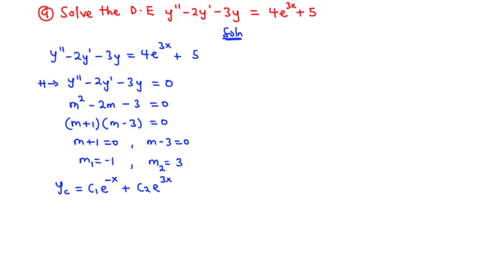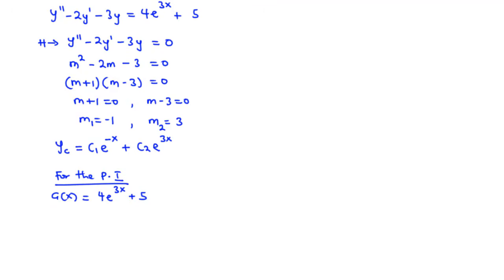Now let's move on to find the particular integral. For the particular integral, we have the function g of x, the function on the right hand side, to be equal to 4e^(3x) + 5. Now to find the particular integral, we are going to establish yp equals, now because this is an exponential function, let's say, a times e^(3x).